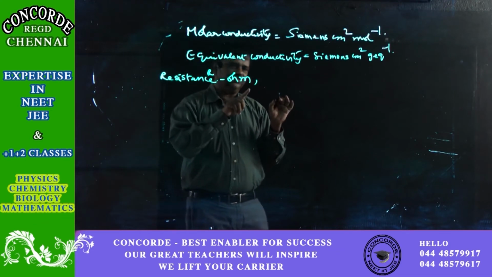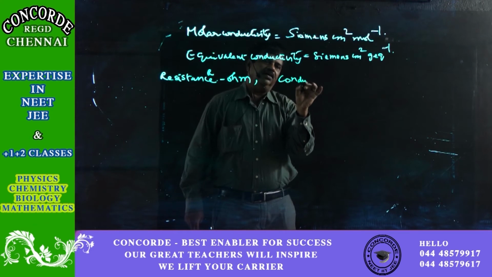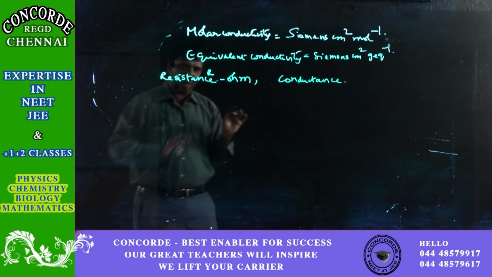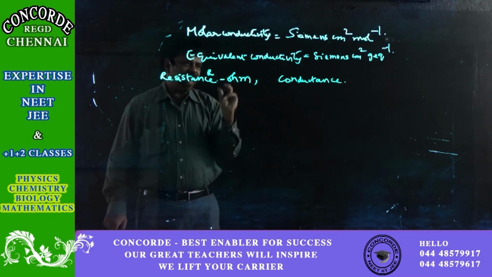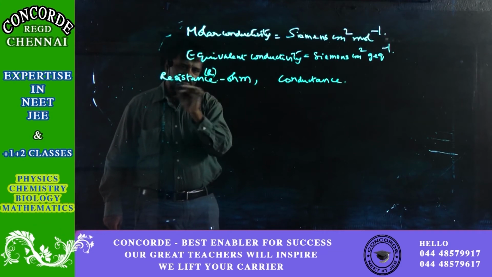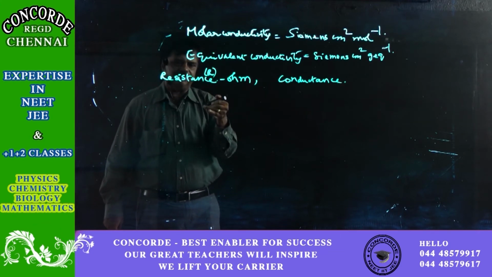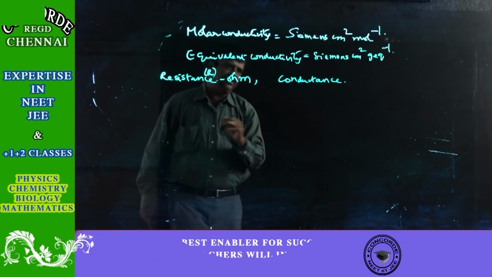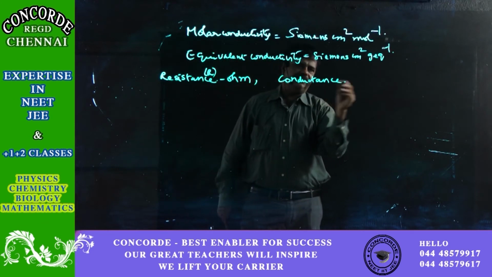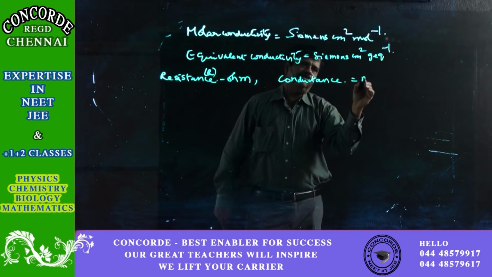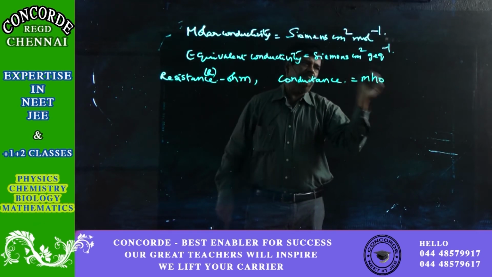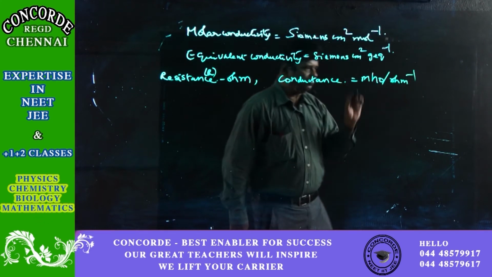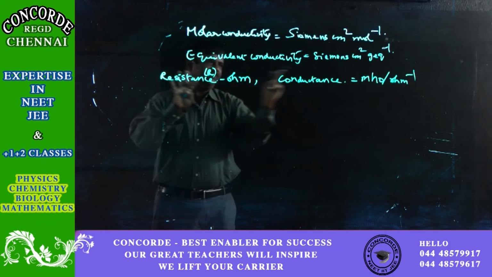What is opposite to resistance is conductance. I am repeating once again because these terms with a small change of spelling may confuse you. Resistance is measured in ohms. The opposite of resistance is conductance, so its unit is the opposite of ohm, that is mho or ohm inverse. Is there any confusion? So now you know resistance and conductance.